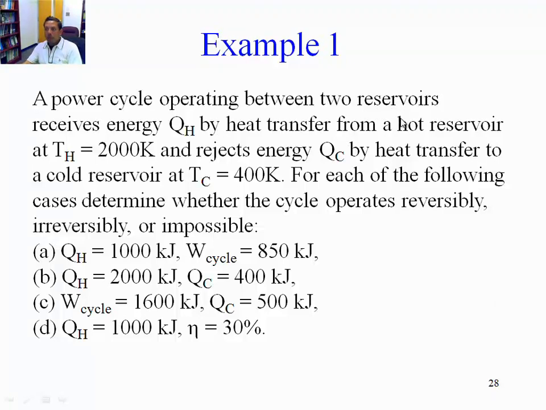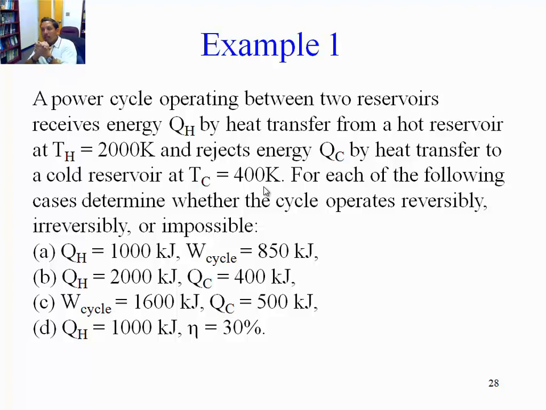And we are told that it's operating between two reservoirs, receiving an energy QH by heat transfer from a hot reservoir at 2000 Kelvin, and rejects energy QC by heat transfer to a cold temperature reservoir at 400 Kelvin. Now, this can be maybe a heat engine where the fuel is burning at 2000 Kelvin, and then it rejects energy to surroundings that are 400 Kelvin, 127 Celsius. Those surroundings right around the system. We are not concerned as to the mechanical operation of the system. We're concerned as to the thermodynamic conditions that lead to the generation of power in the system.